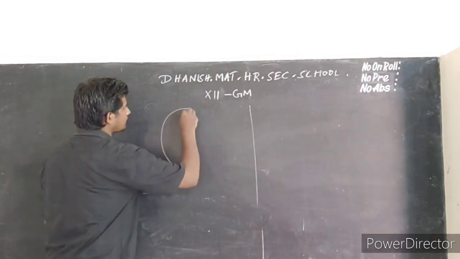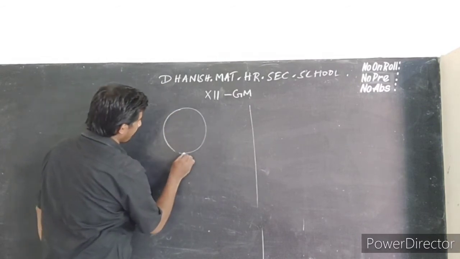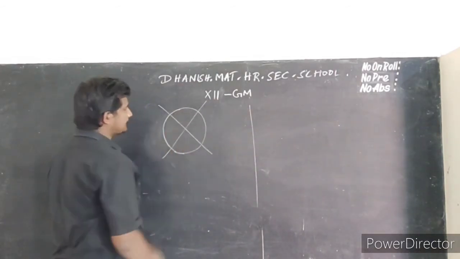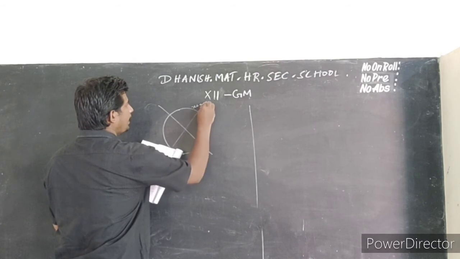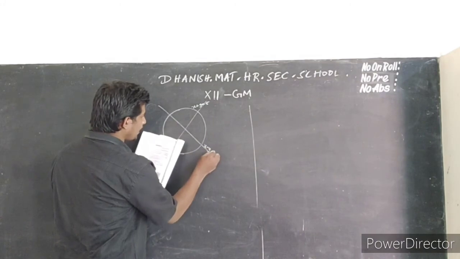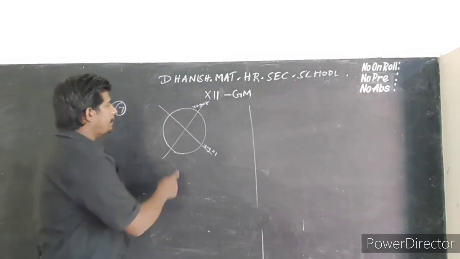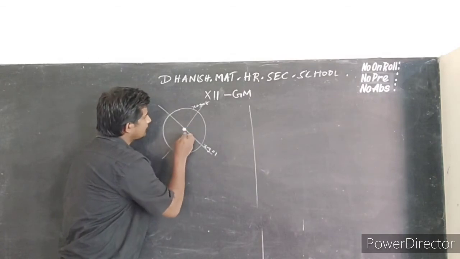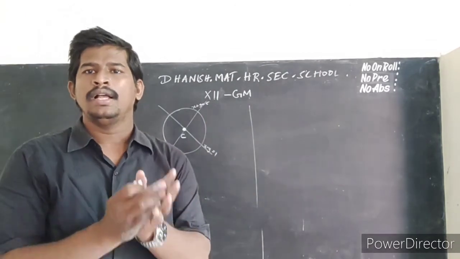So our diagram will be like this. Now we have two diameters like this. The equation of this diameter is x plus y equal to 5. Then the equation of this diameter is x minus y equal to 1. Here the point of intersection of the two diameters can be taken as the center.